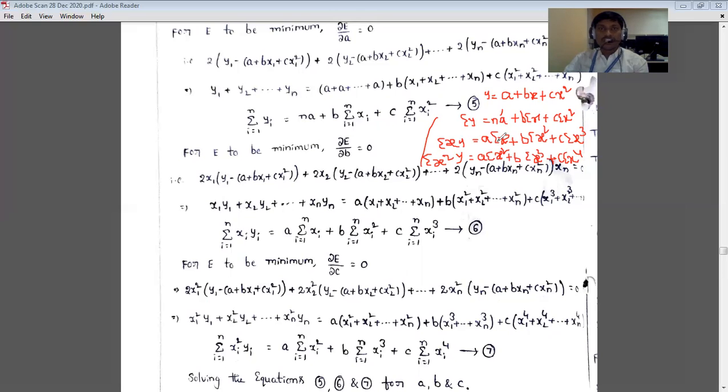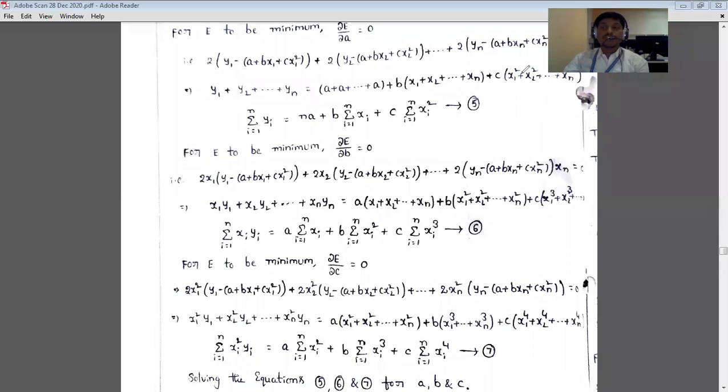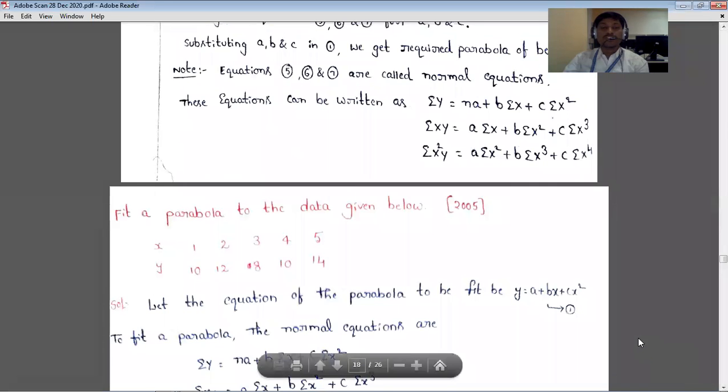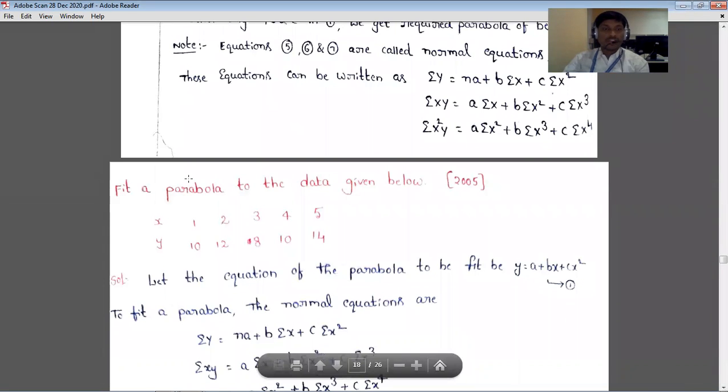For fitting a second degree polynomial, the three normal equations are these. By solving these equations, we'll get the a, b, c values. And finally, we have to substitute those values in the form we chose. That is the required second degree polynomial or parabola of best fit. So this is how to derive normal equations to fit a parabola. Next, let us see the problems on that.